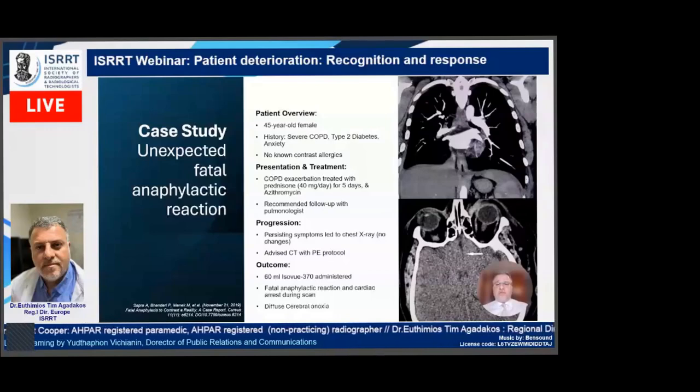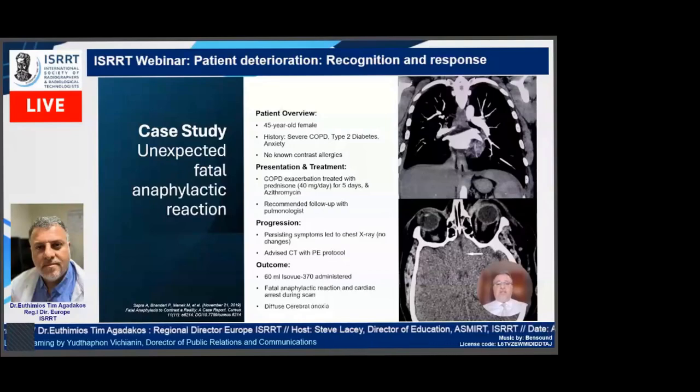the administration of 60 mL of a non-ionic contrast agent triggered an unforeseen fatal anaphylactic reaction that resulted in a cardiac arrest. Pulmonary embolism was not detected, and the CT scans of the brain that followed indicated diffuse cerebral anoxia, and she was declared brain dead the next day.